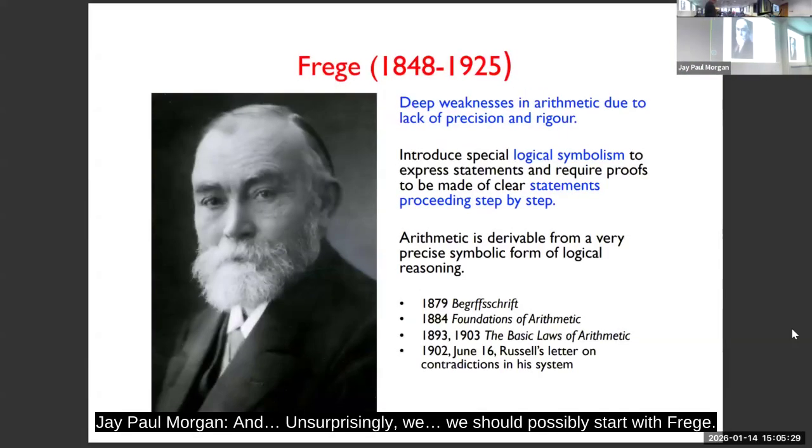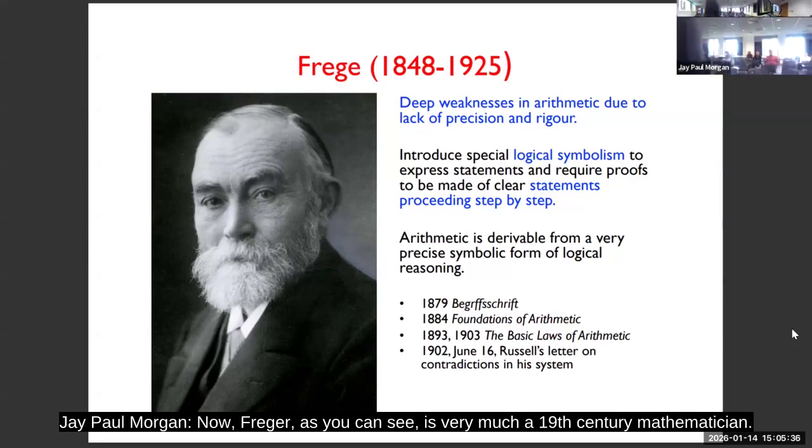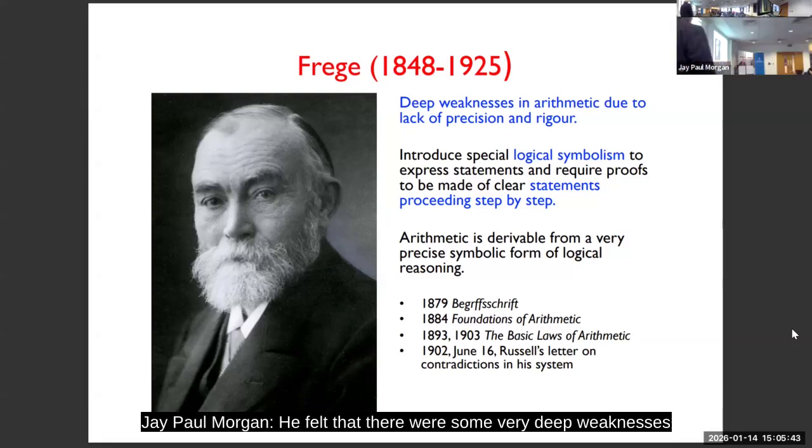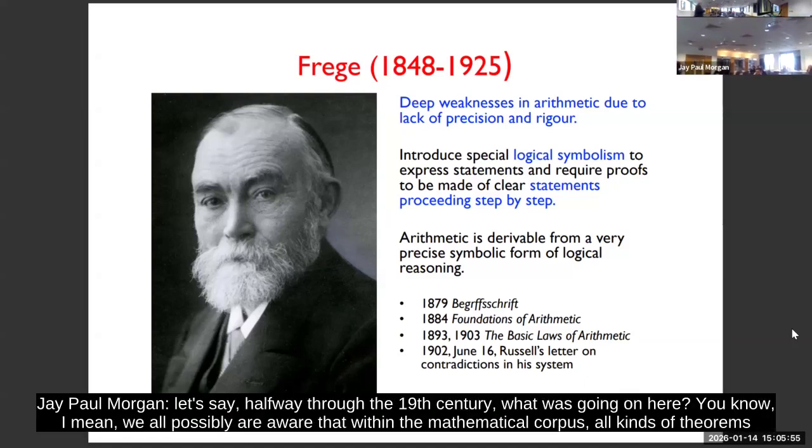And unsurprisingly, we should possibly start with Frege. Now, Frege, as you can see, is very much a 19th century mathematician. He felt that there were some very deep weaknesses in arithmetic, in the way we talk about arithmetic. And when you see things like that, you really got to think about what did mathematics look like, let's say, halfway through the 19th century? What was going on here?